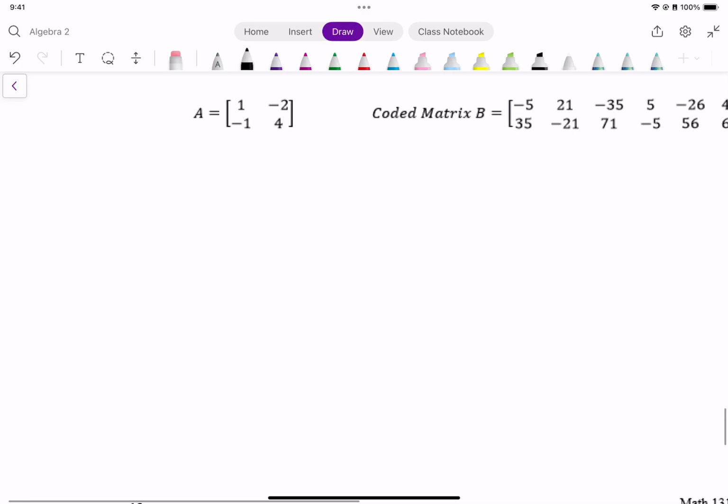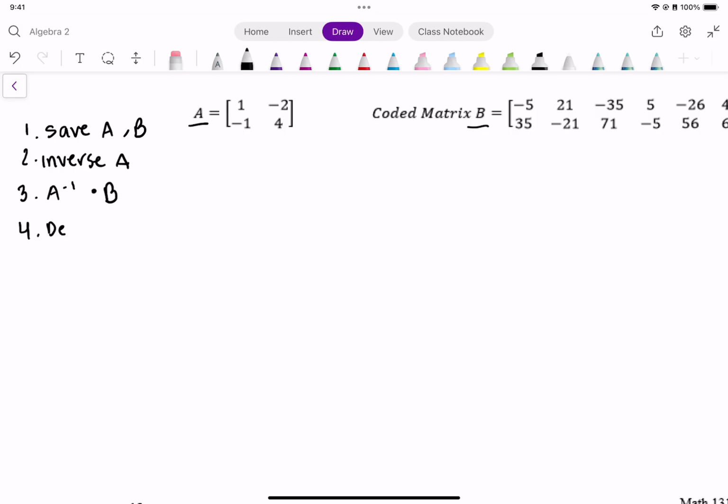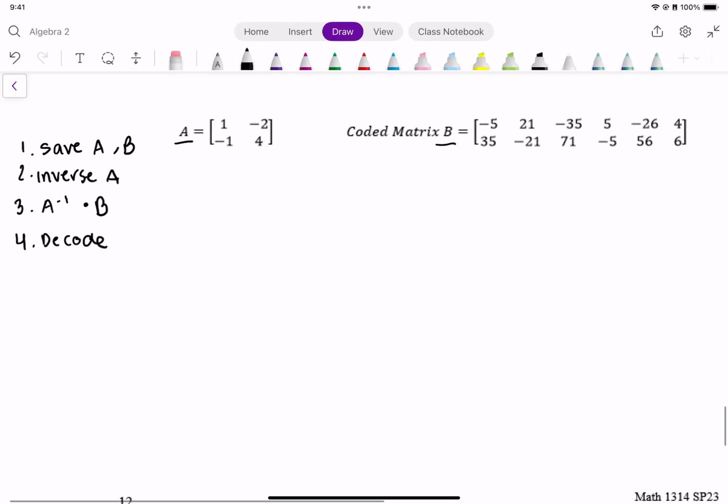Okay, let's go ahead and write down the steps. We have 4 steps here. We have step 1. We're going to be saving matrix A and matrix B. Matrix A is your base. Matrix B is the coded message. Once you save them, we're going to solve for the inverse of matrix A. Once you have the inverse of matrix A, we're going to multiply the inverse of A times matrix B. And then whatever we get, we're going to go ahead and decode the message. Okay, so let's go ahead and get started. We're going to start by first, again, step 1, saving the matrices.